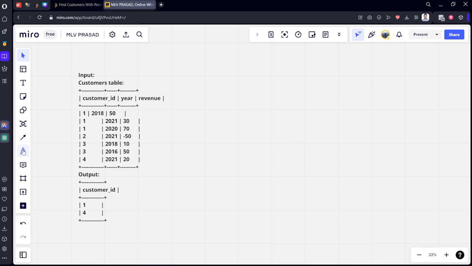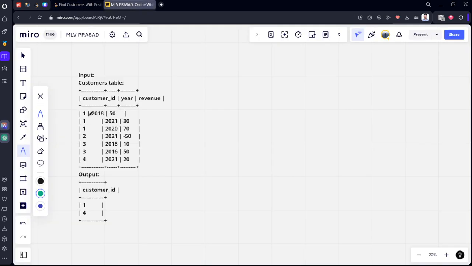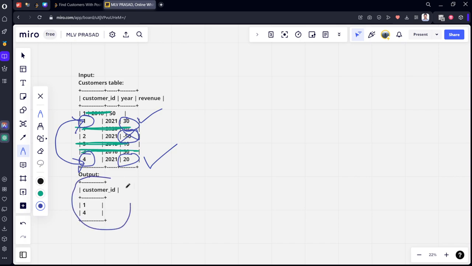Here you can see they should be of year 2021 only. So this is not 2021, this is not 2021, this is not 2021, this is not 2021. Among them there should be one more condition: positive revenue. 30 is positive revenue, minus 50 is not a positive revenue, 20 is positive revenue. Only these two rows are matching, and the customer IDs for these two rows are 1 and 4. That is why they are returning this.